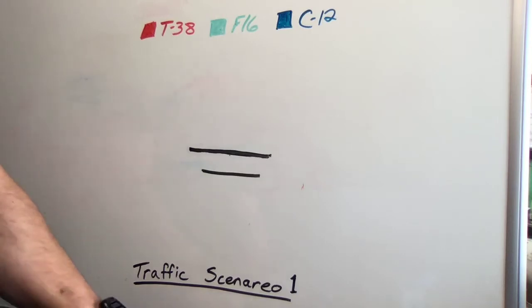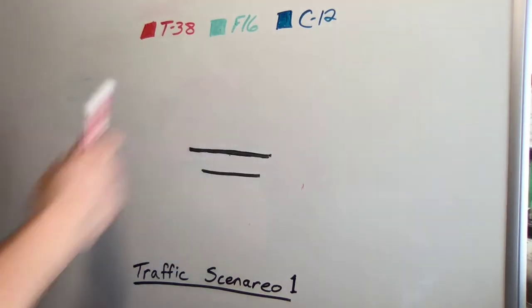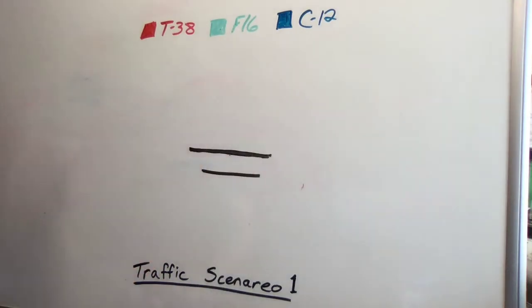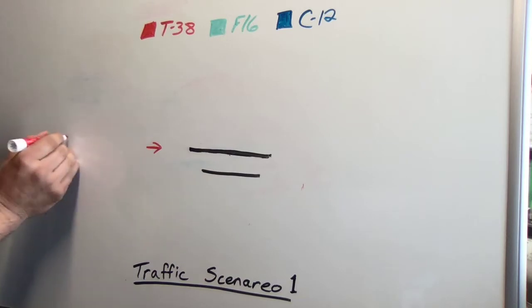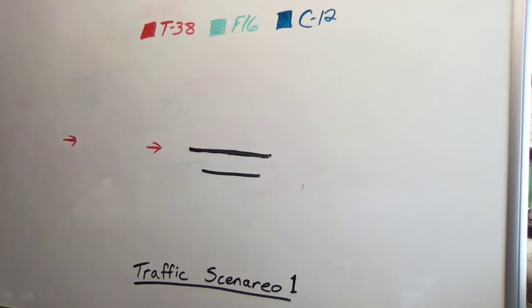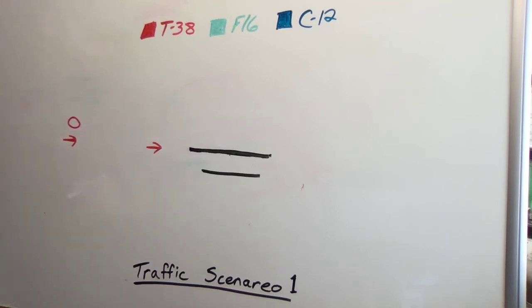Aircraft are going to be represented by different colors. T-38s are going to be in red, F-16s are going to be in green, and C-12s are going to be in blue. So how the traffic scenario started is that a T-38 was about 2 mile final for a touch and go. Followed 5 miles in trail was a T-38 requesting a circling approach on initial contact.